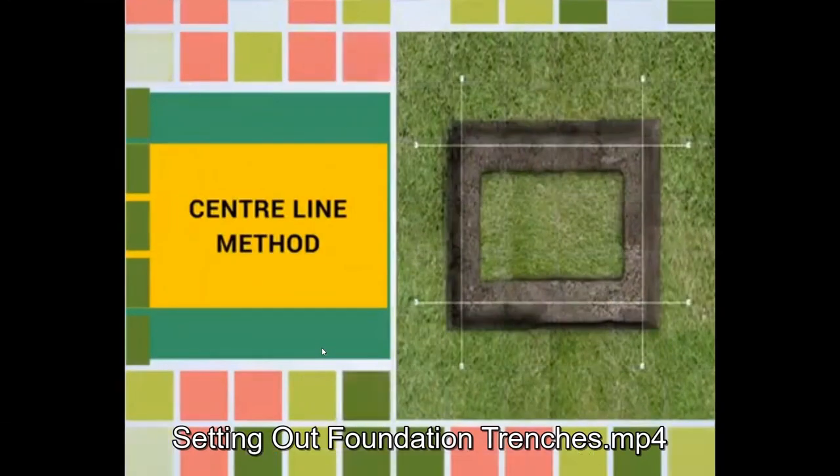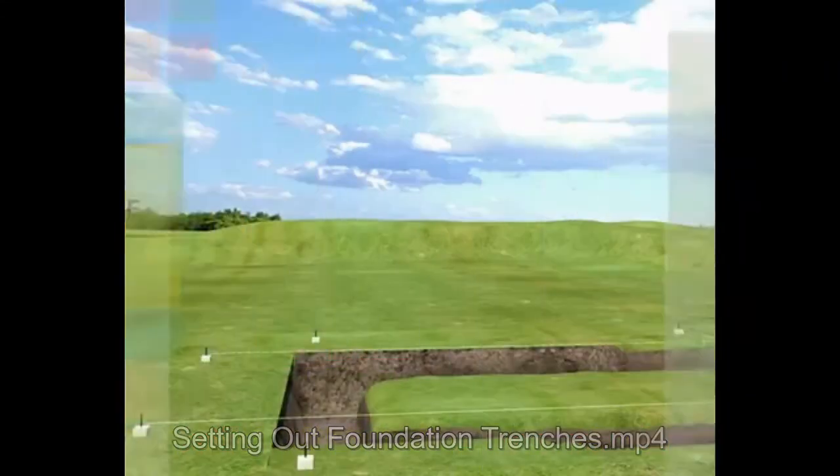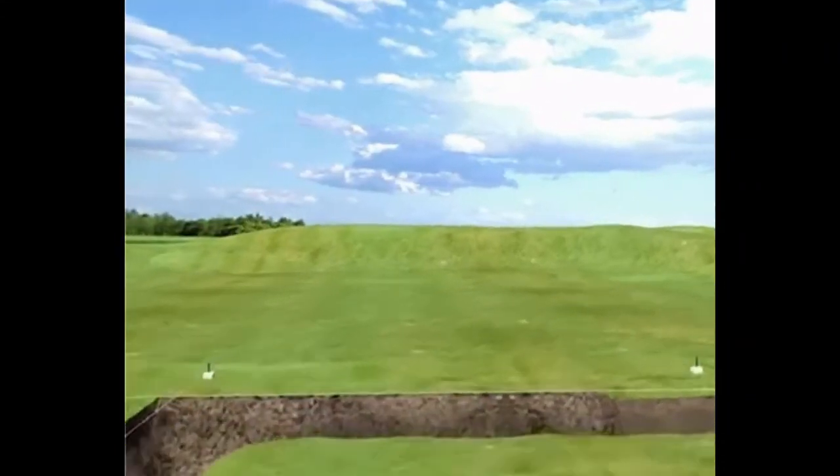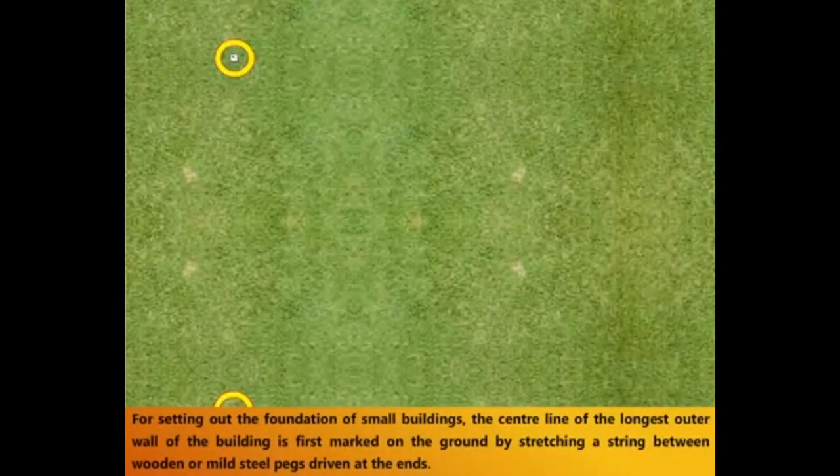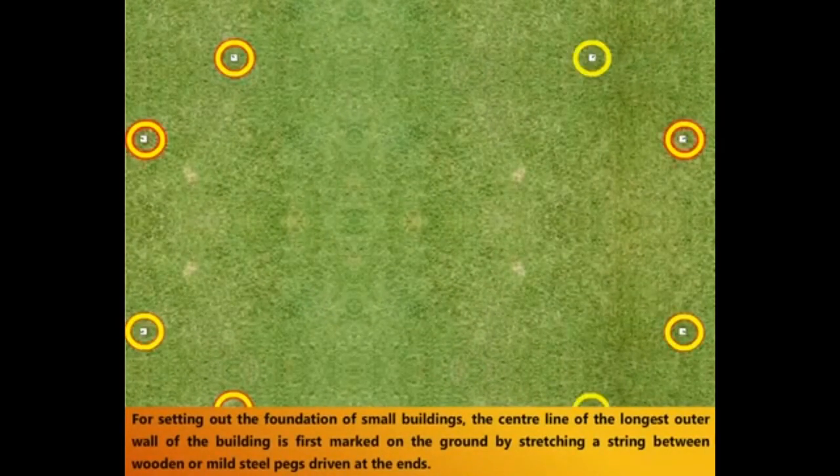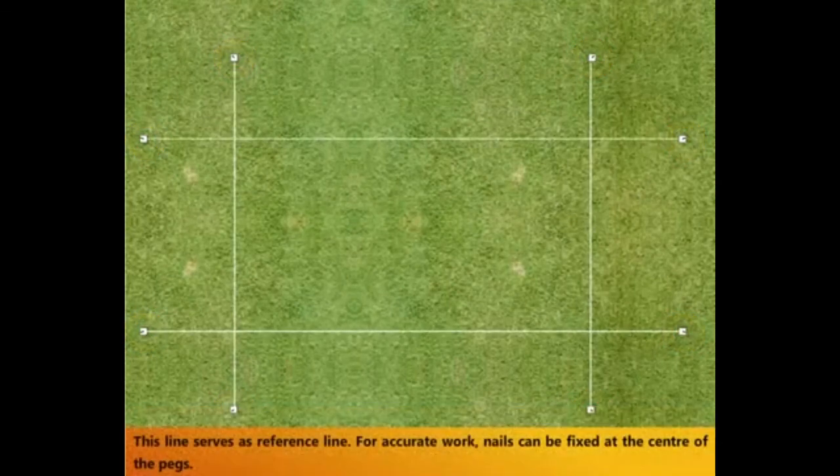Center line method. Let us see about the center line method for setting out a building. For setting out the foundation of small buildings, the center line of the longest outer wall of the building is first marked on the ground by stretching a string between wooden or mild steel pegs driven at the ends. This line serves as a reference line. For accurate work, nails can be fixed at the center of the pegs.